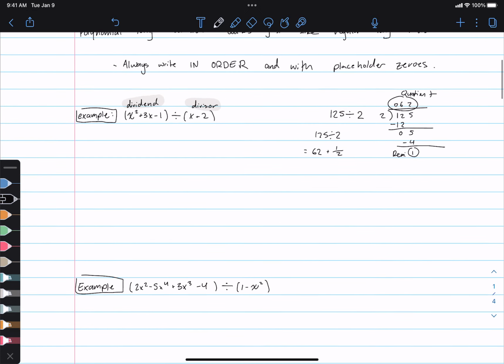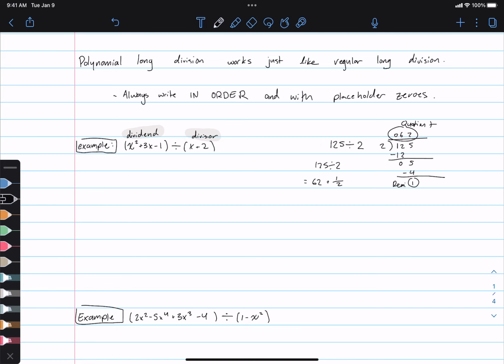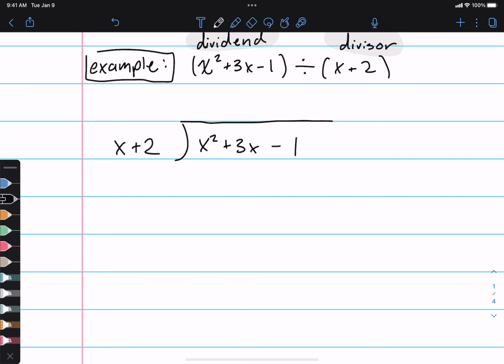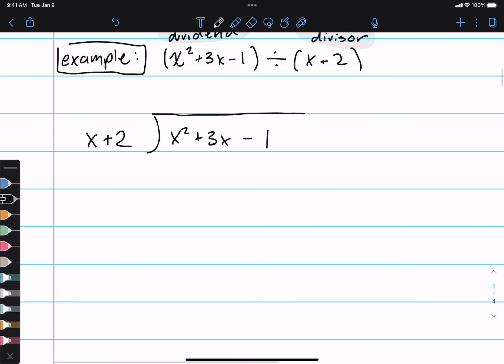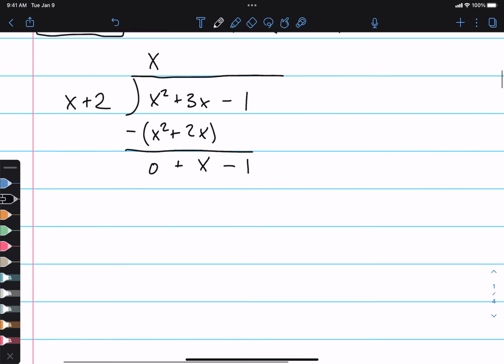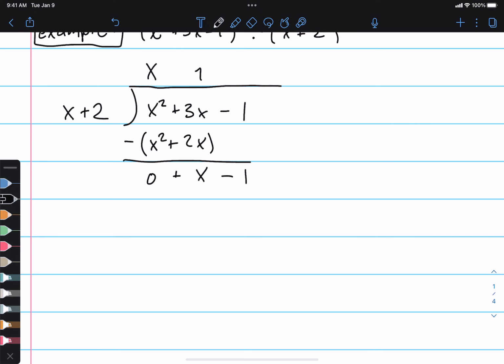All right, so now in polynomial division, we're going to write that exact same thing. So let's draw this box here, and we're going to put x plus 2 here, and we're going to put x squared plus 3x minus 1 here. And so how many times does x plus 2 go into this first term? Well, I want to cancel out this term right here, so I'm going to put an x. So we're going to subtract x squared plus 2x. And when I do that, I'm going to get 0 here, and then plus x minus 1. And then x plus 2 goes into x minus 1 one time, so minus x plus 2.